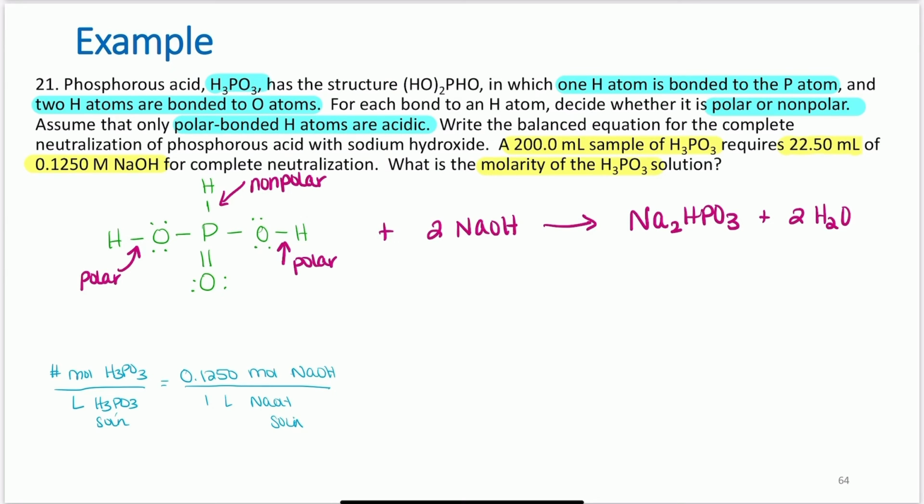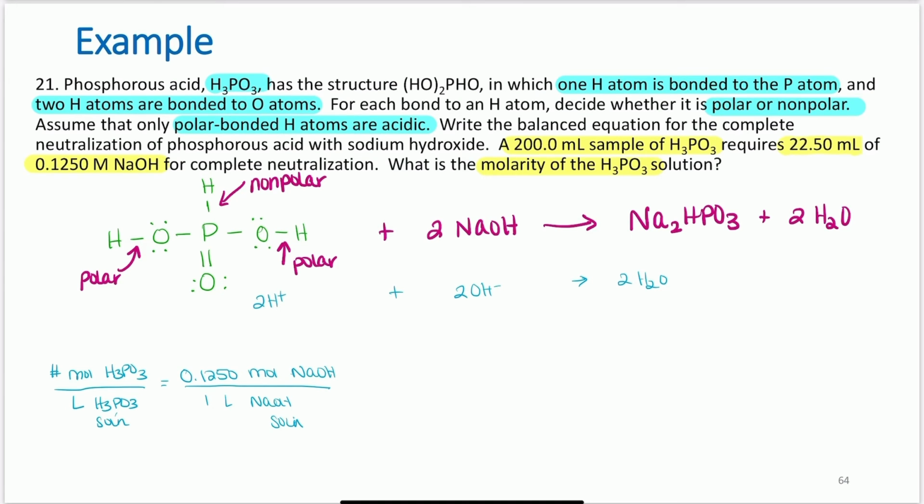By the way, up here, if you're unsure why, this is like you're writing 2H+ plus OH-, giving you 2H2O. It's your net ionic equation. Those two protons require 2 moles of hydroxide. Back to the problem at hand.